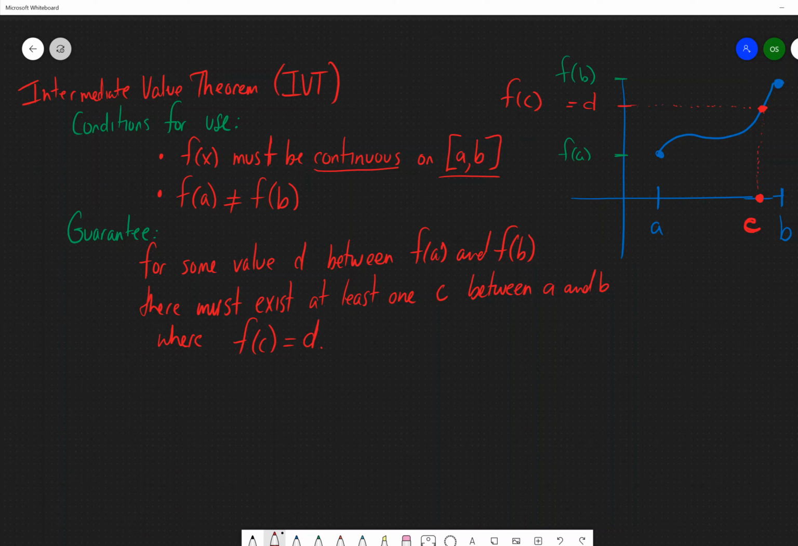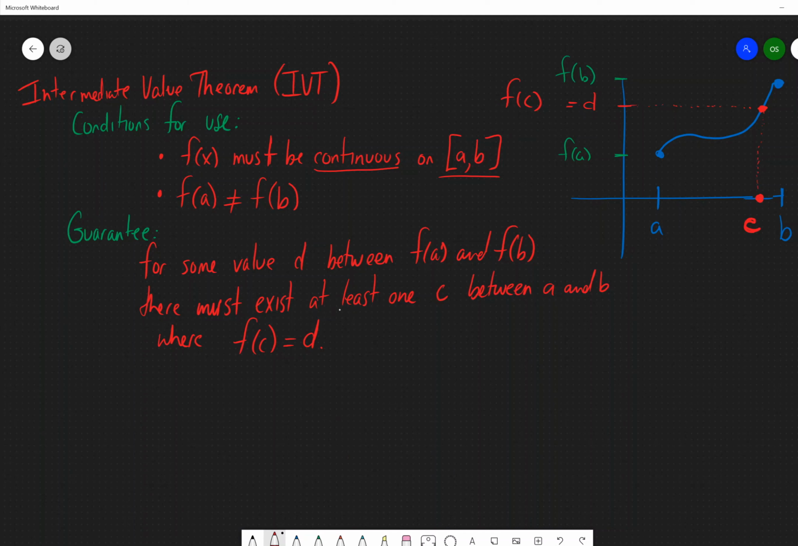So that's what the theorem guarantees. That's all it's doing. Does it tell me what this C value is? No. Will I ever know what this C value is? Well, depends if we can have an equation that we can solve, if maybe this function is something that is solvable algebraically. But that's not the purpose of the theorem. The purpose of the theorem is to tell us if an answer does in fact exist. So that's all that this does.